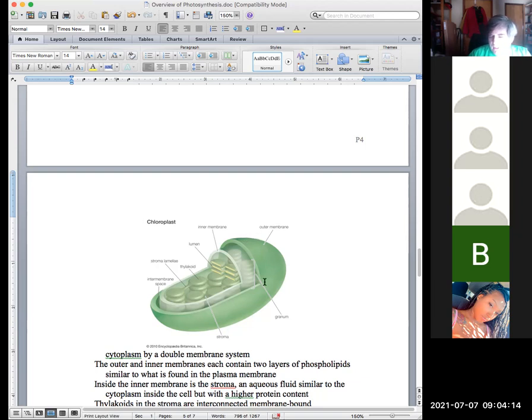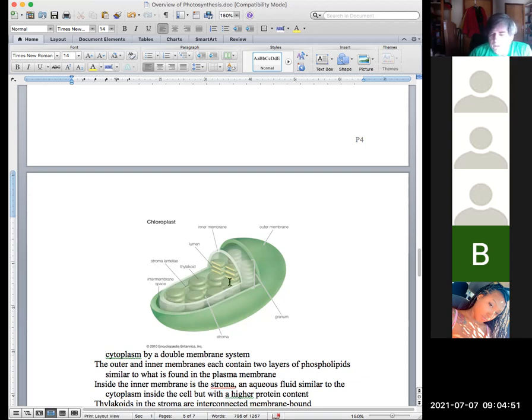So this darker green is the outer membrane. There's a lighter green. We can't see much of it because so much has been peeled back. This is the inner membrane. And then there's a little gap between them. Not a lot, but that little space between them is called the intermembrane space. Inter means between, so that's between the two membranes. Now, what we're going to be focusing on in photosynthesis is what happens inside the inner membrane.